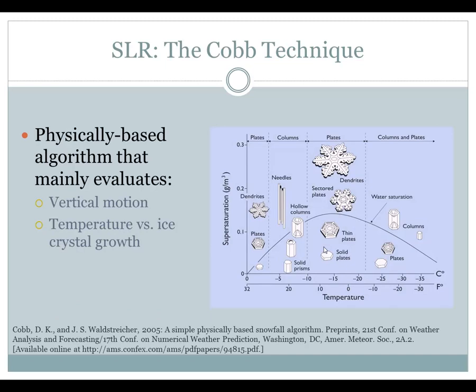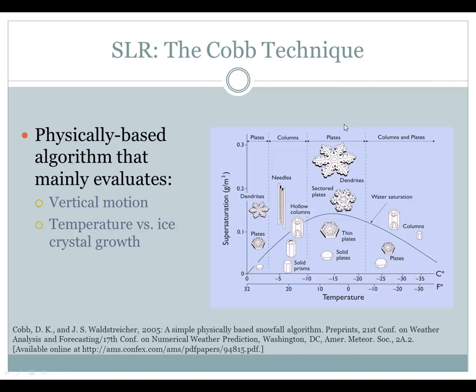First, the Cobb technique. This has been used by the field for a number of years now. Dan Cobb and Jeff Waldstreicher came out with this technique in 2005. And it's really heavily weighted towards a vertical assessment in the model world, in the model sounding and environment. Looks at vertical motion and then also relates that vertical motion to the temperature regime for ice crystal growth.